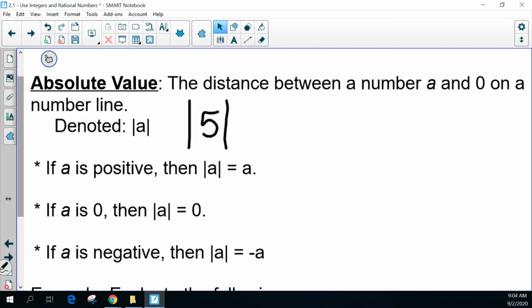If a number is positive, when you do the absolute value of it, it stays positive, okay? If a number is negative, then the absolute value of that number becomes positive. This is actually wrong. This should be a positive A. And then if A is 0, the absolute value of 0 is always 0. 0 doesn't change. So how I would read this out loud is, absolute value of 5.